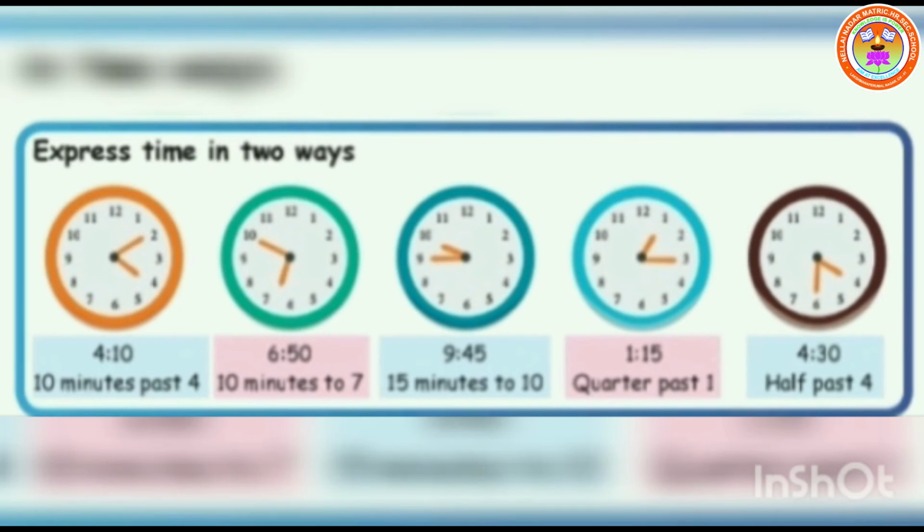Observe the first clock, children. It shows 10 minutes past 4. See the second one, children. It shows 10 minutes to 7. See the third one. It shows 15 minutes to 10. See the fourth one. It shows quarter past 1. The last one, see children, half past 4.